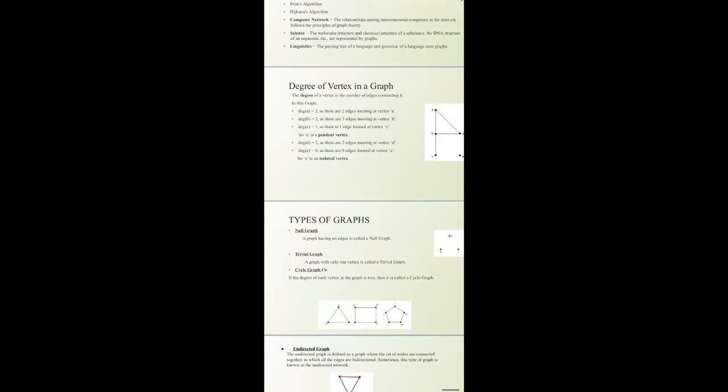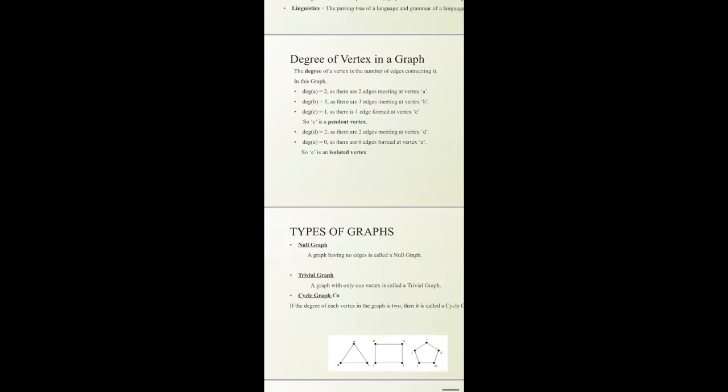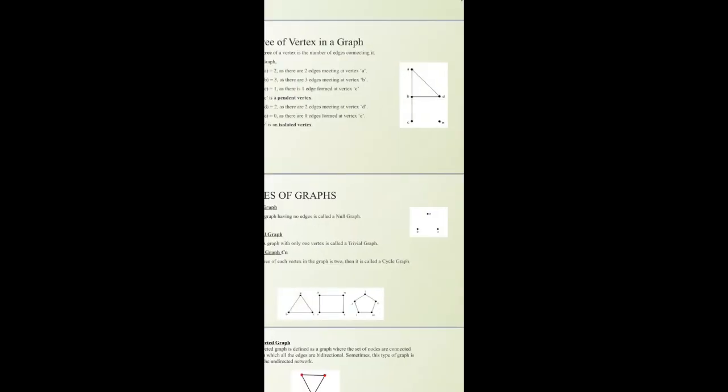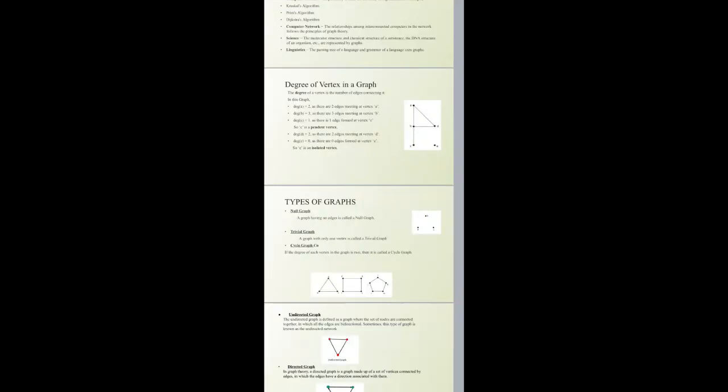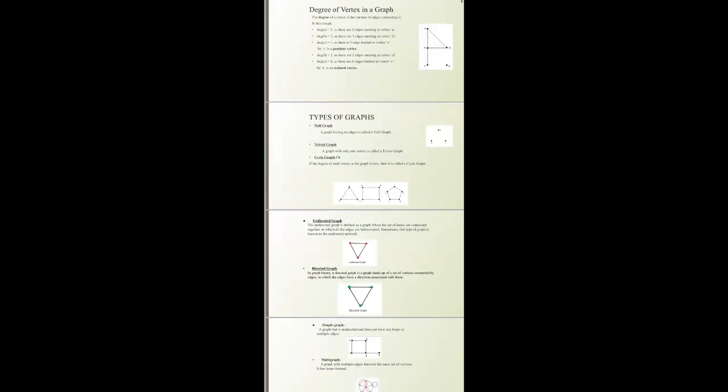Next, pendant. If a vertex has only one edge, that's called a pendant vertex. And if there is no edge passing through a vertex, it is called an isolated vertex. That's E. E is an isolated vertex. Now we will move towards types of graphs.